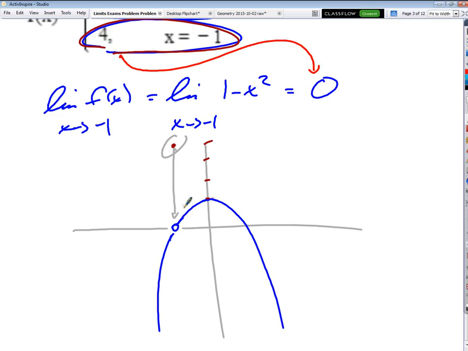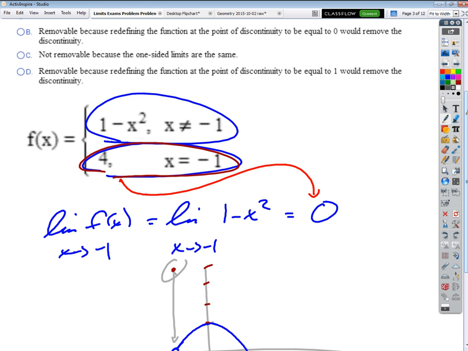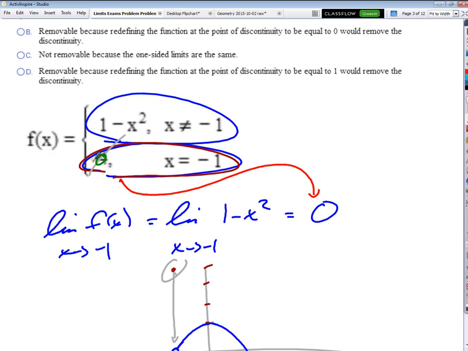That's really what we're saying when we ask whether the function is removable or non-removable. It's removable because it's easy to do. All I have to do is just change the function. Couldn't I just fix the whole problem here if I said, no, don't make that a 4. Instead, let's just make it a 0.